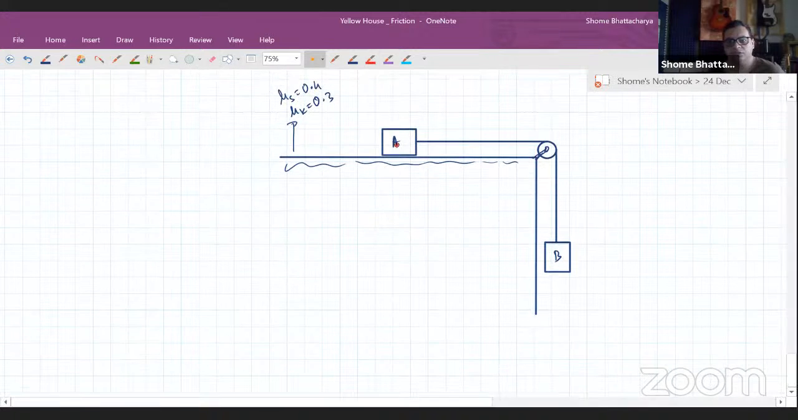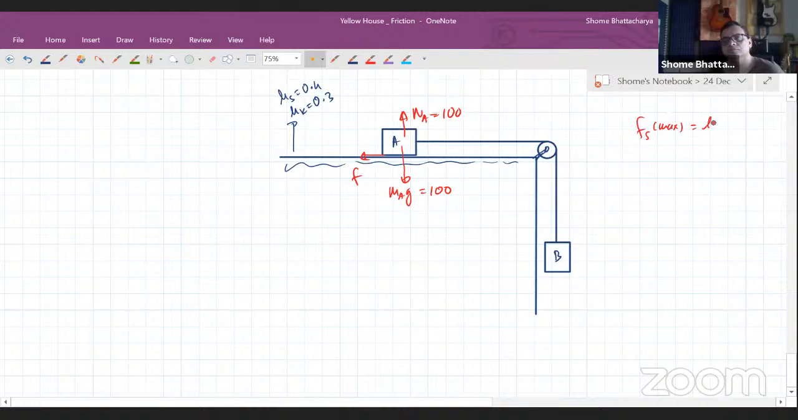Okay, let's look at the forces. Now, weight of A is 100 newtons. So normal reaction acting on A here is 100 newtons. So as far as friction is concerned, we can see that maximum static friction is going to be how much? 40 newtons. Whereas kinetic friction is going to be 30 newtons.